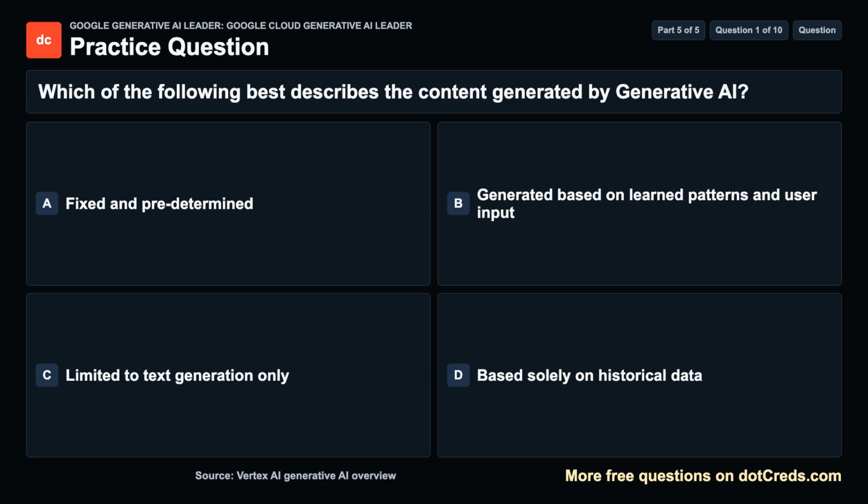Question 1. Which of the following best describes the content generated by generative AI? A. Fixed and predetermined. B. Generated based on learned patterns and user input. C. Limited to text generation only. D. Based solely on historical data. Take a moment, then we will review the answer.